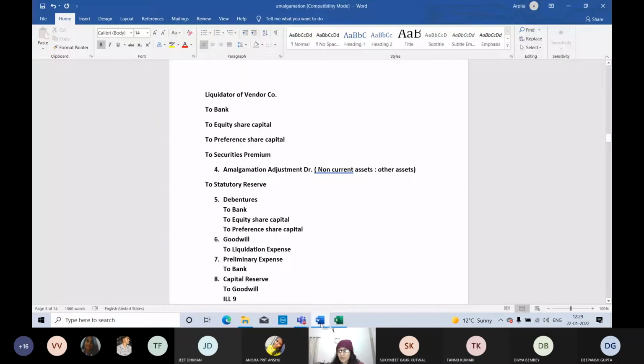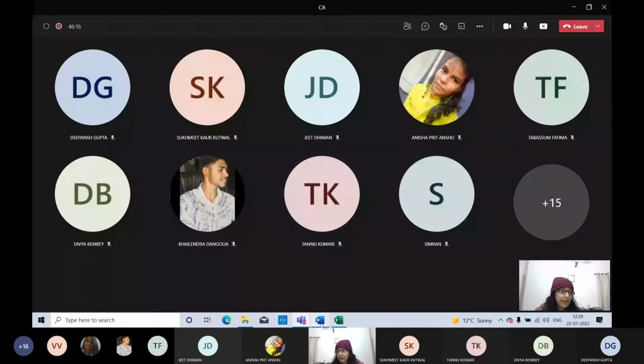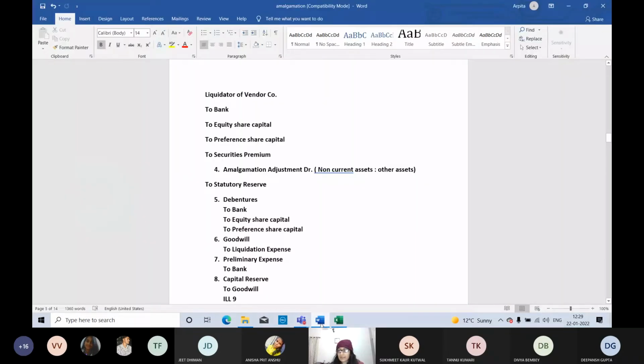It doesn't make sense, no? You have the capital profit also and capital loss also. So you're going to write it off. Whatever you have, if you have both the goodwill and capital reserve, you write off the goodwill. That is, capital reserve to goodwill.